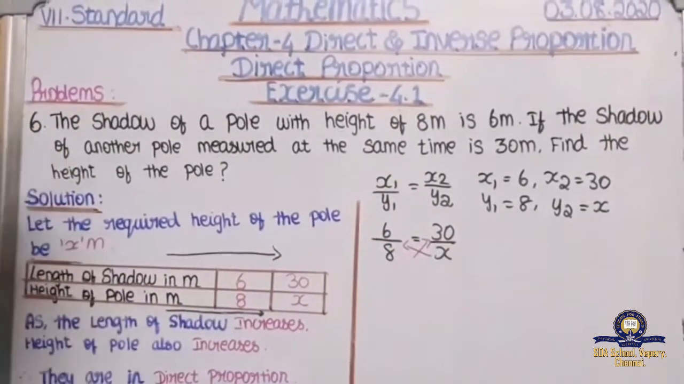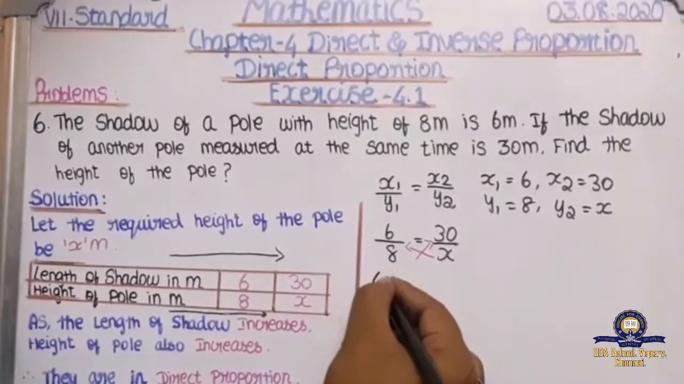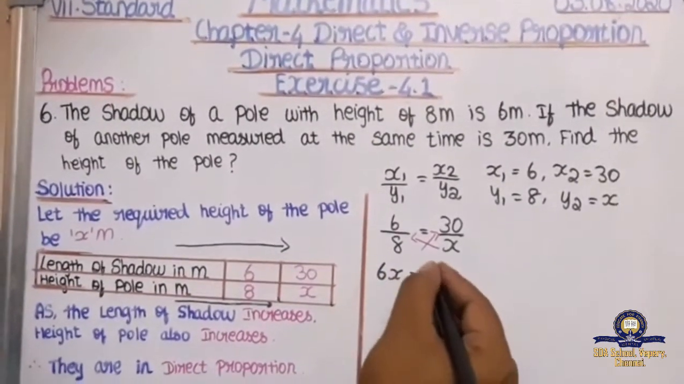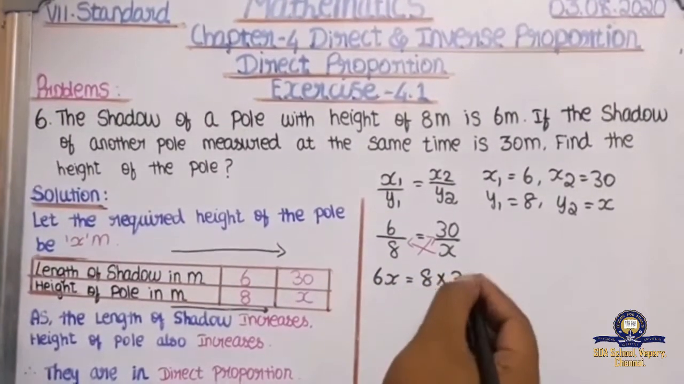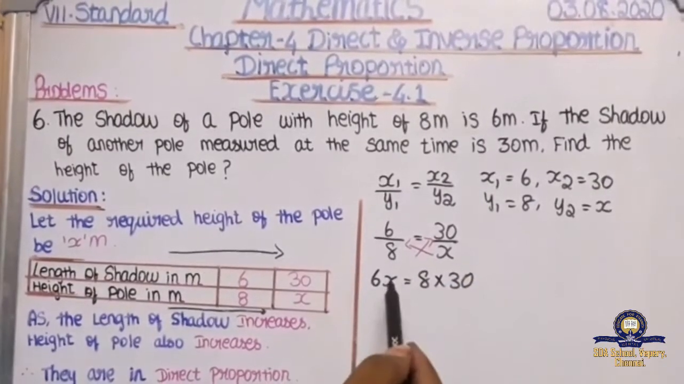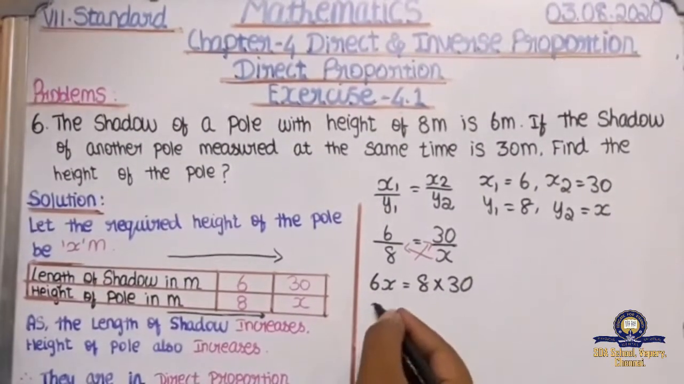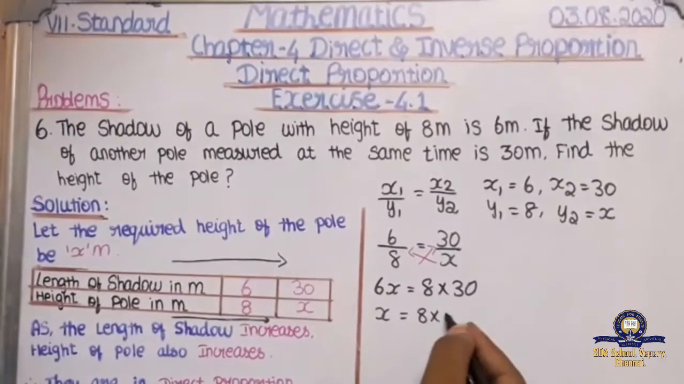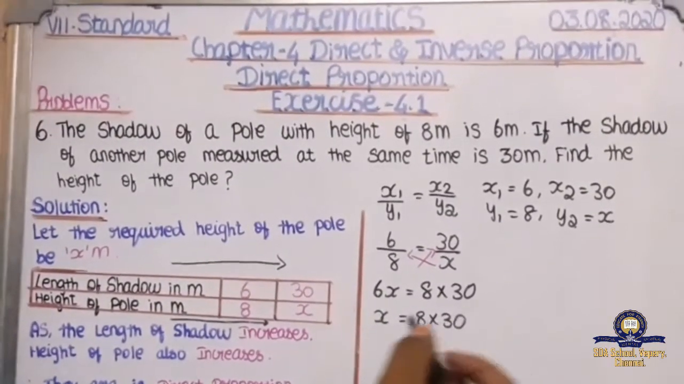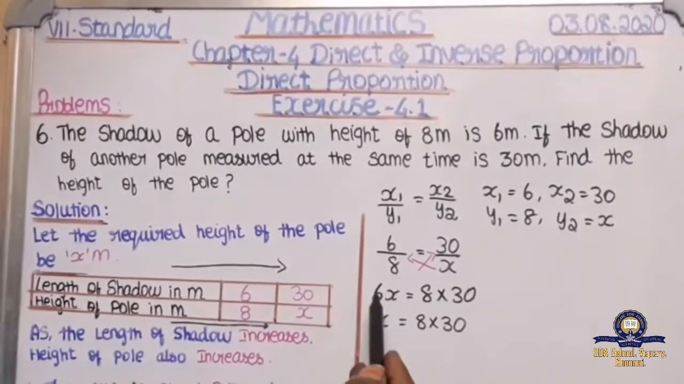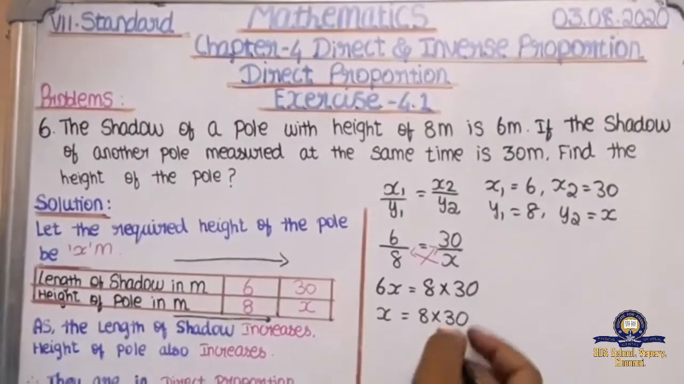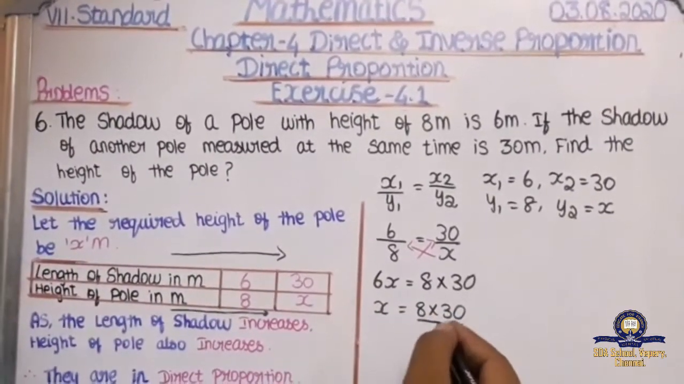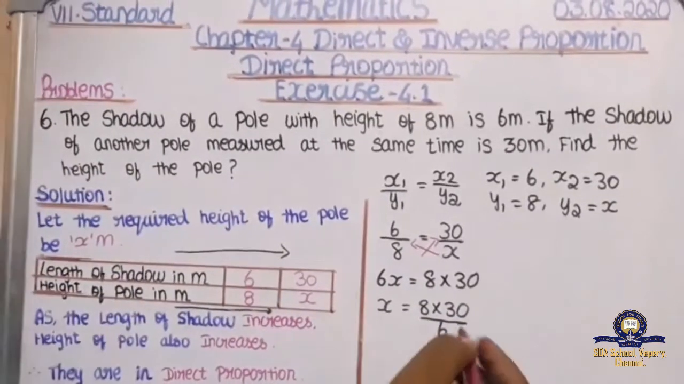So, from this we can get that 6 into x, 6x is equal to 8 into 30. We need to find the unknown variable x. So, keep x on the right hand side, where x is equal to 8 into 30, with 6 in the multiplication on the RHS side. When it goes to the other side, it will become divide.